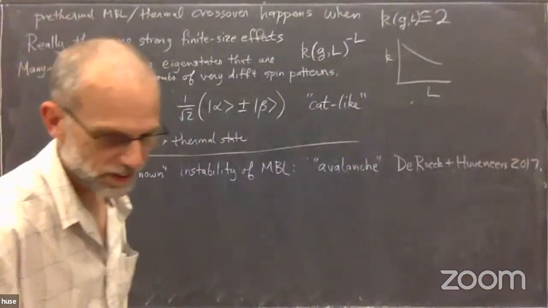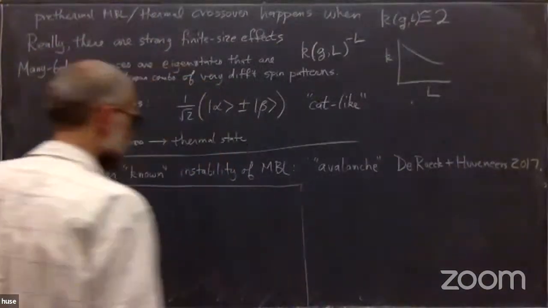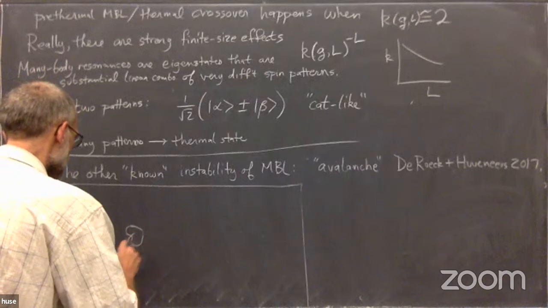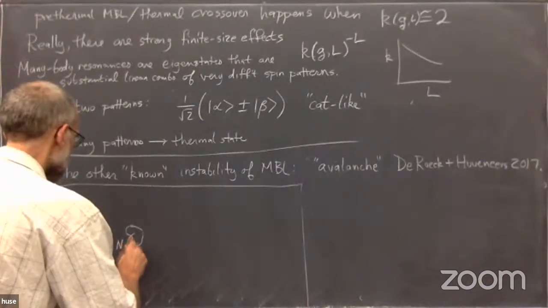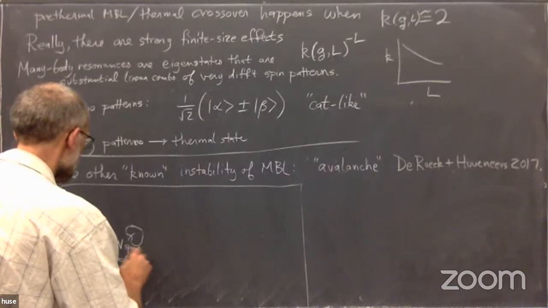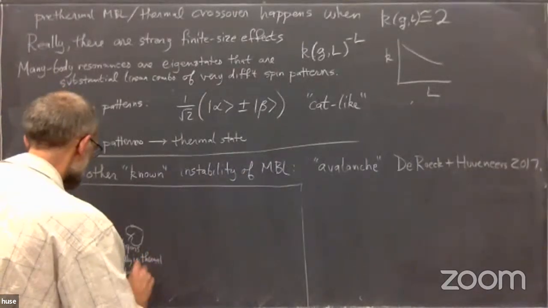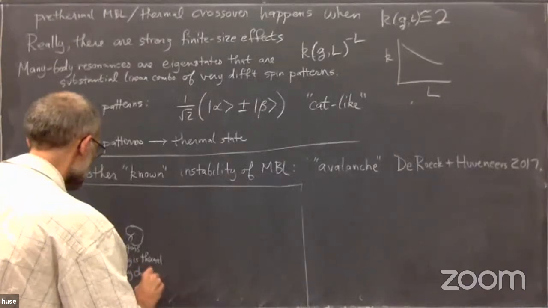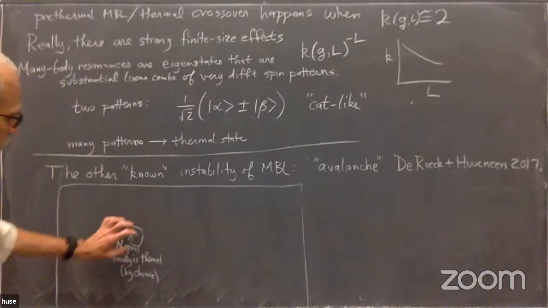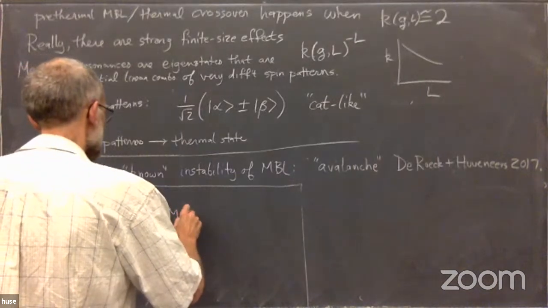So we have a picture that looks like this. Here's my sample, and I'm actually going to leave one dimension for the picture right now. So here's my sample, and here's a patch. And in here are n spins. And this region here locally is thermal. And it's just by chance. So these are rare, but they exist, right? You just happen to draw random numbers here that made a system which was quantum chaotic and locally thermalized, but then everywhere else it's MBL.